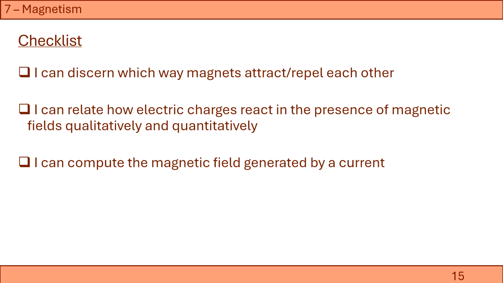So these are the big players: F equals qvB sine theta, and B equals mu naught I over 2 pi r. There were a few others, but they were consequences of these two equations, mostly the top one.